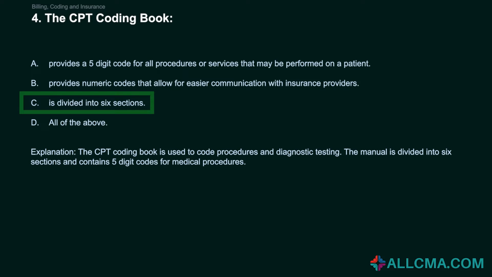The CPT coding book is used to code procedures and diagnostic testing. The manual is divided into 6 sections and contains 5-digit codes for medical procedures.